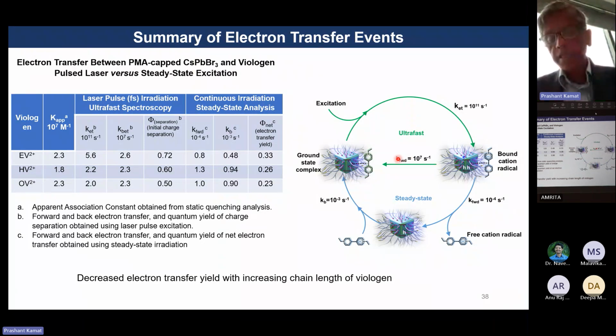The key thing to maximize the yield is to get this back electron transfer as low as possible, which means the charges are not near the surface of this semiconductor nanocrystal. So here are some other values. You have the net electron transfer efficiencies, and those things you can calculate.